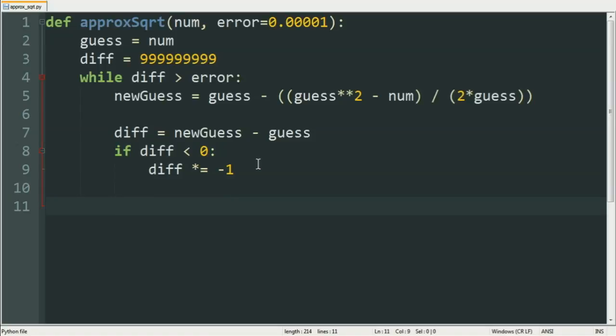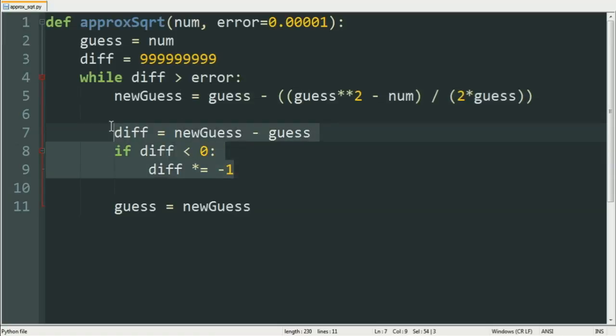We only have one more step to do, right? And that is in order to actually forward our guesses correctly, we say guess equals new guess, like so. How this is going to work then is that this is going to keep running. It's going to keep generating new and far improved guesses. Each time we get a guess, we check and see how much difference there actually was. Then we update our guess to the new guess.